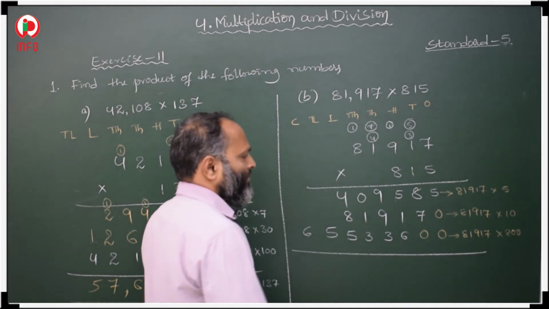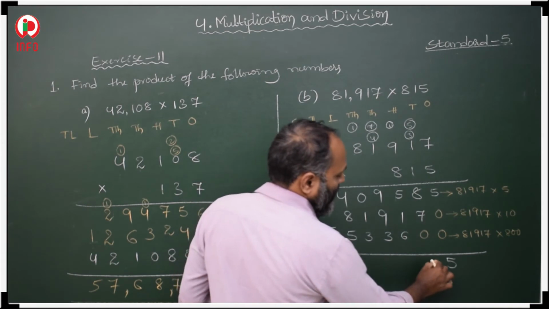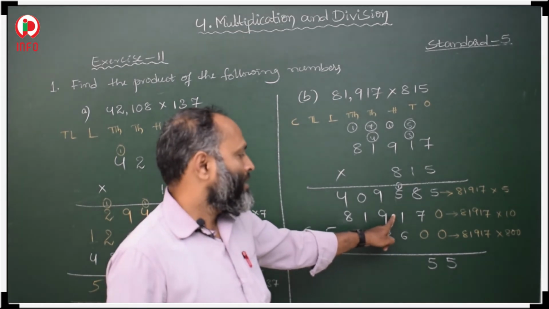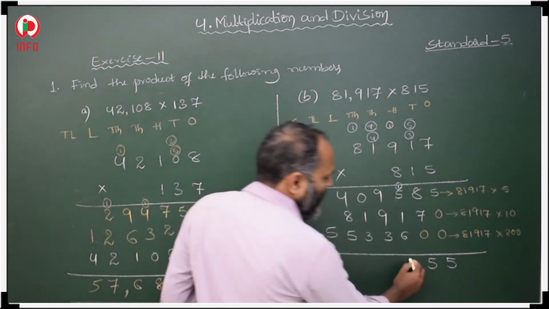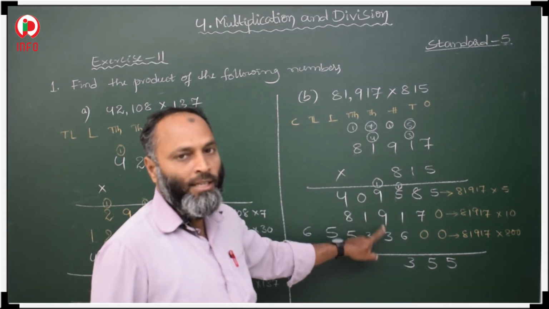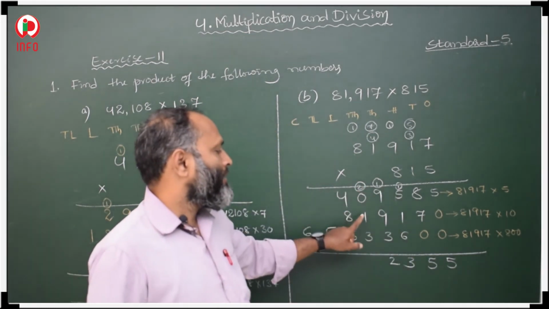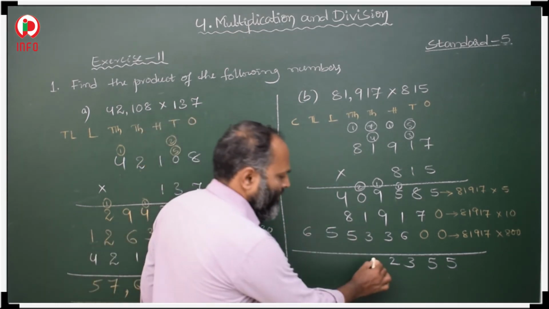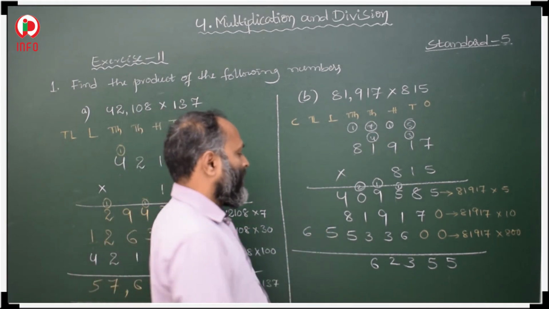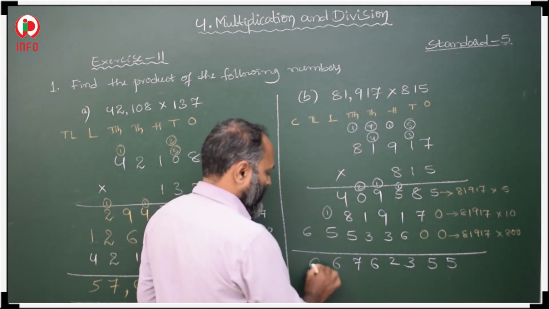Now add all. 5 plus 0, 5, 5 plus 0, 5. 8 plus 7, 15, 5 here and 1 here. 5 plus 1, 6, 6 plus 1, 7, 7 plus 6, 13, 3 and 1. 9 plus 1, 10, 10 plus 9, 19, 19 plus 3, 22. 2 plus 1, 3, 3 plus 3, 6. 4 plus 8, 12, 12 plus 5, 17. 5 plus 1, 6 and 6.